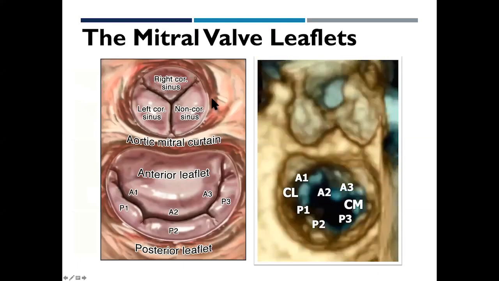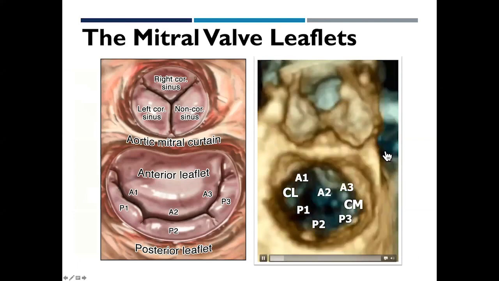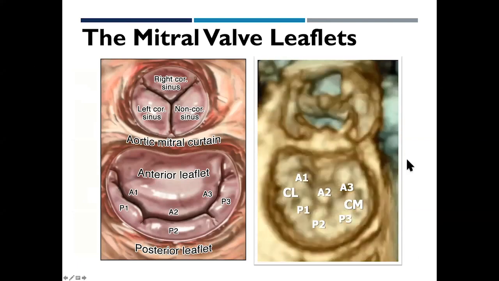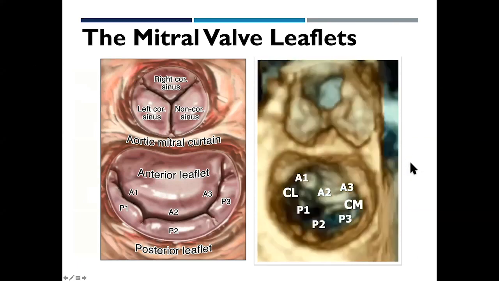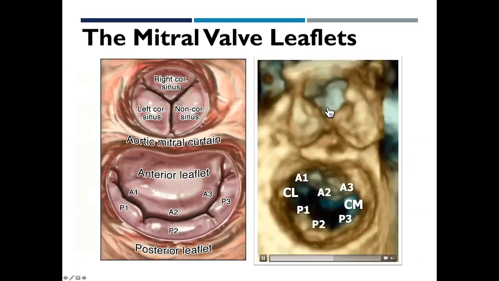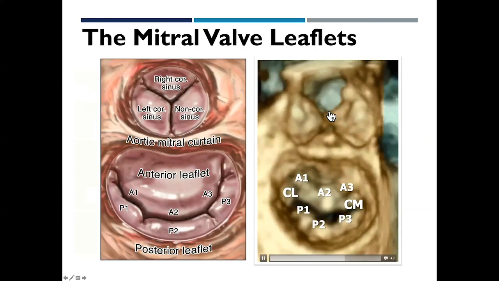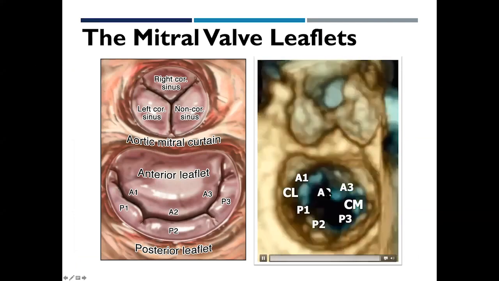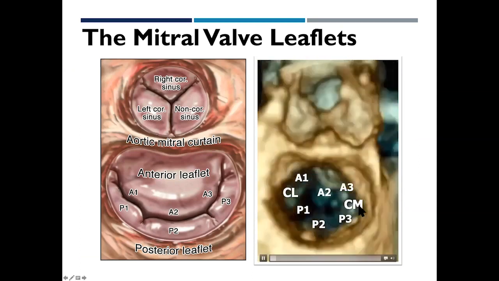This is a 3D zoom or 3D narrow angle data set of the mitral valve as viewed from the left atrial perspective, often called the surgeon's view. The aortic valve is in the 12 o'clock position, which is the convention. You can see here that the anterior leaflet is over here and the posterior leaflet is down here.